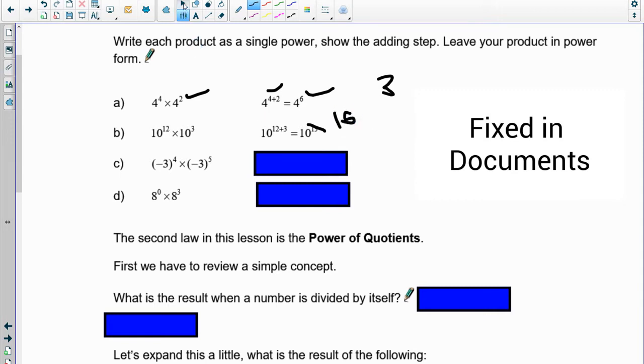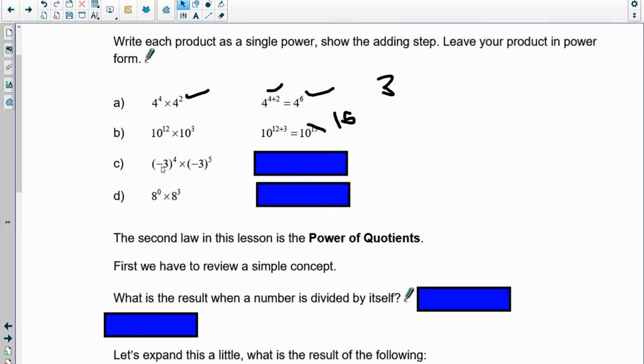Alright, now the second one, negative 3, is inside brackets, so the whole base is negative 3. Remember that, because if this was negative 3 with no brackets to the power of 4, the base would be 3, because this would be like subtracting 3 to the 4. So the base is 3. The moment you put brackets around that, now we've got a positive, which would be like multiplying negative 3 by itself 4 times. We'll get more into this stuff later.